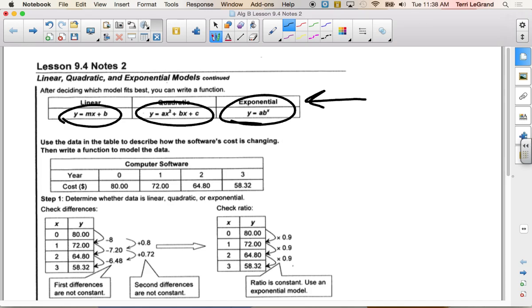Starting point. What's the starting point? A or the b? The a. What's the b? Common ratio. The common ratio, that constant ratio. Okay, so we'll be able to set up our models knowing those two things.